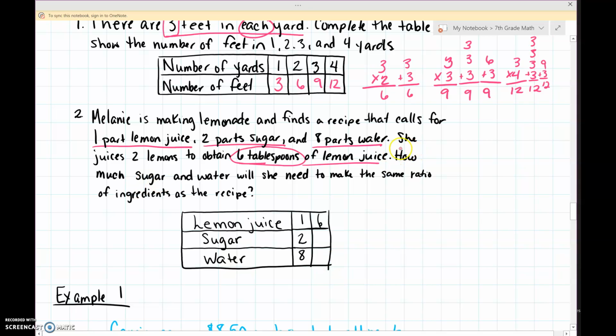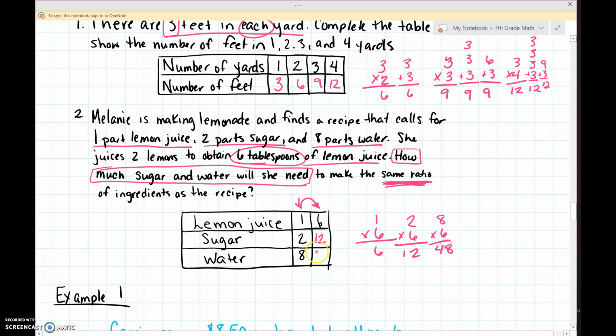So here's our question. How much sugar and water will she need for the same ratio? So what that's asking is, what do I have to multiply this first column by to get to the second column? So what do I multiply 1 by to get to 6? Well, if I do 1 times 6, I get 6. So let's do 2 times 6. That gives me 12, because that's what I multiply. And then if I do 8 times 6, I get 48.